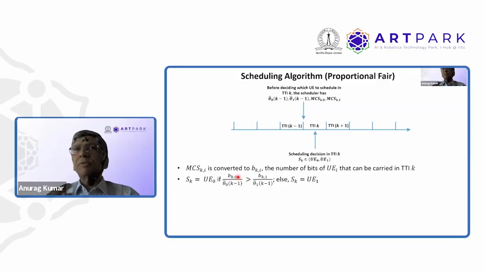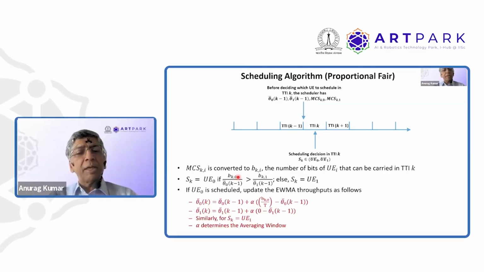So this tends to favor users who have not been scheduled for a while and have good channels. That's a very, very elementary way of thinking about it. We'll come to more of it as we go. Once that is done, we've identified the user to schedule. Again, do the averaging. We get ready for the next slot. So in the next slot, we require theta bar k. So we have it ready now.